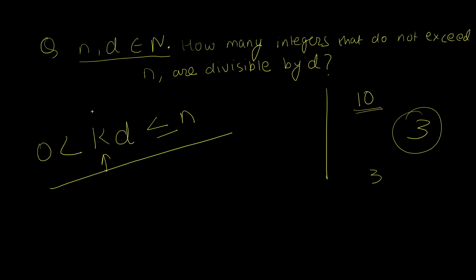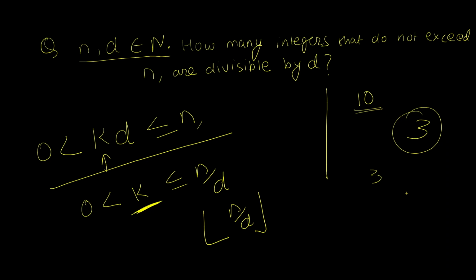Because this is exactly what the question is asking. How many integers that do not exceed N, so that is counting by K, and each time I multiply that K with my divisor, I get a number bigger and bigger, and it wants me to limit that number below N. So I could divide by a D, and then I would get 0 less than K less than or equal to N by D, okay? And you should be able to see that we're trying to maximize K here. We want the maximum integer value for K, and that would be the floor of N by D.